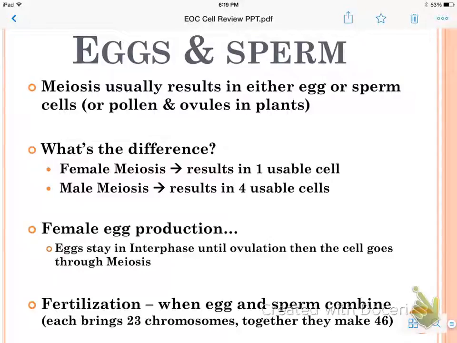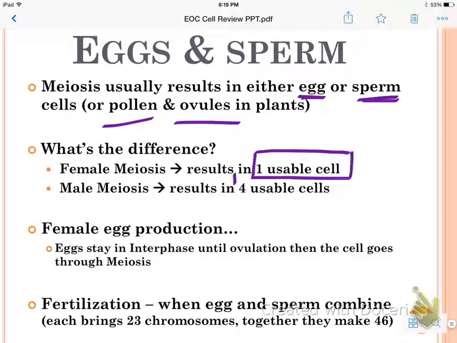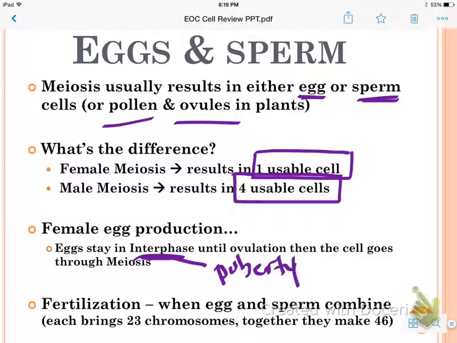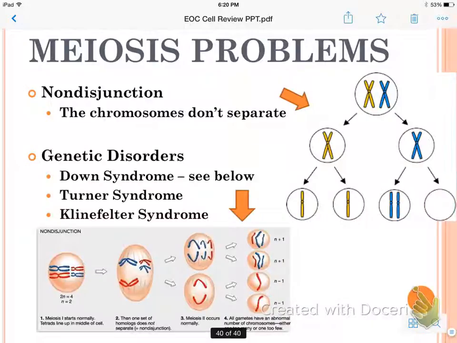So a little bit more on eggs and sperm. So it results in either egg or sperm if you're an animal. It's pollen or ovules in plants. What's the difference? So female meiosis just makes 1 usable cell, whereas males makes 4. That's really the big difference that you need to know. Females usually stay in interphase until meiosis, which happens at puberty. Okay, and then fertilization is when an egg and sperm combine. They each have 23 chromosomes to make 46 total in a new human.